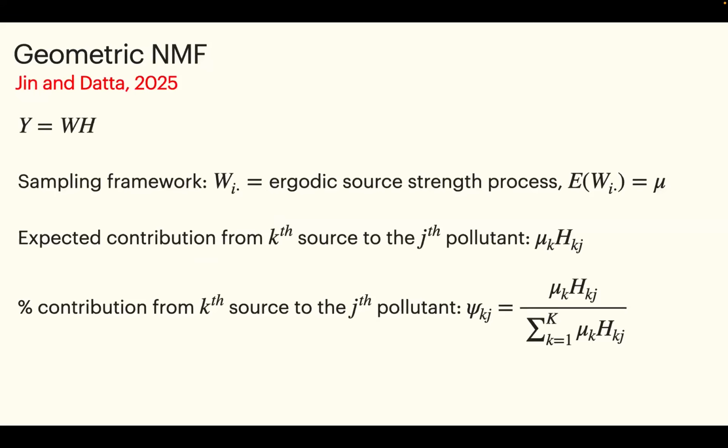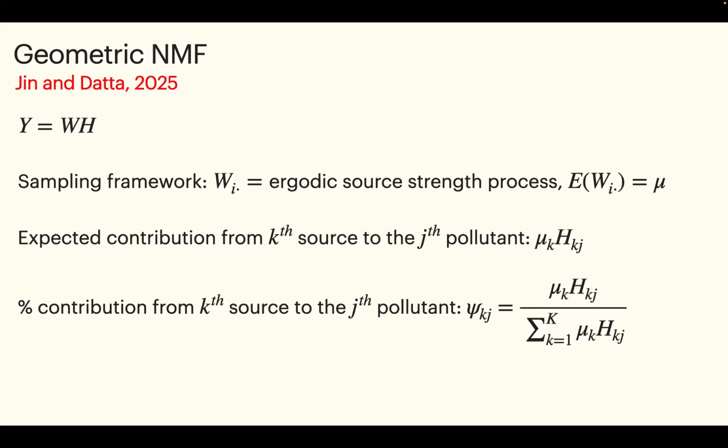So what we did here was we introduced a sampling framework. We say that the source intensity is a spatiotemporally dependent process, which is typically what it is. Like if a coal site is operating, the amount of dust it is creating is a function of space and time. If there is traffic going on, the traffic-related air pollution is a function of space and time. So we have a spatiotemporally dependent source intensity process, W, with some mean mu.